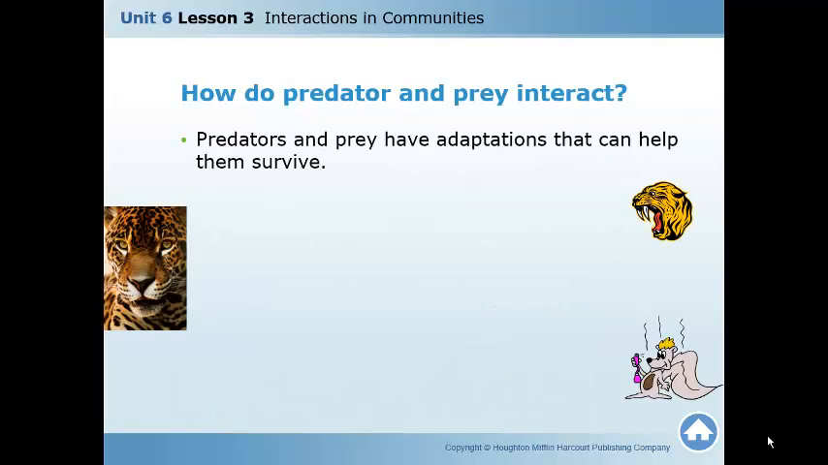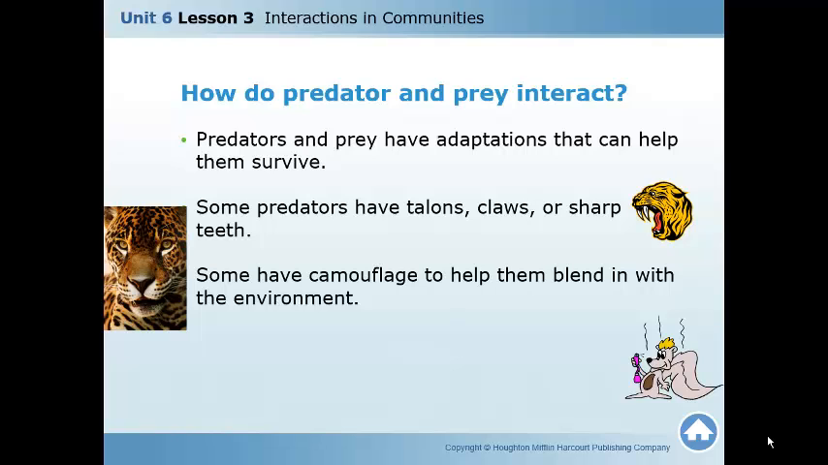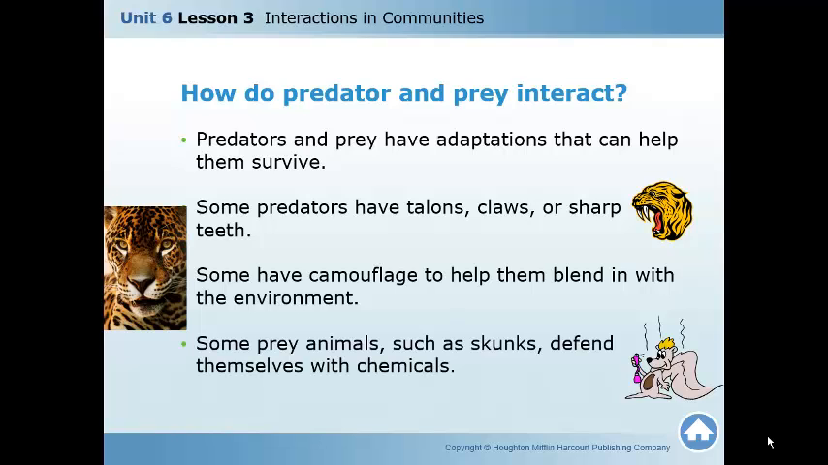Predator and prey interact by having adaptations that can help each of them survive. So some predators have things like talons and claws and sharp teeth that help them be able to get their prey. And some have camouflage to help them blend in and hide with their environment so they can sneak up on the prey. Some prey animals, like skunks, defend themselves with chemicals. Some frogs have poison on their skin that helps them stay protected.